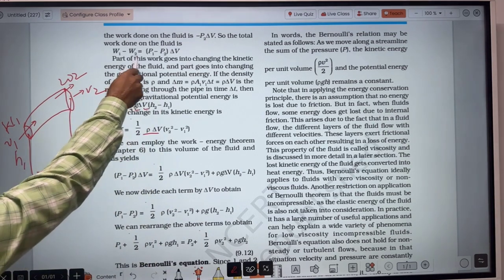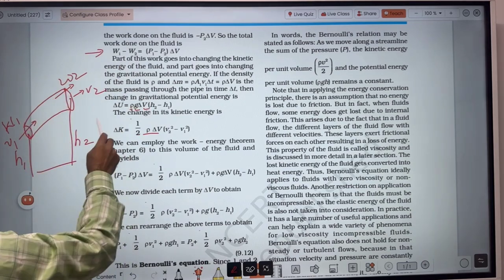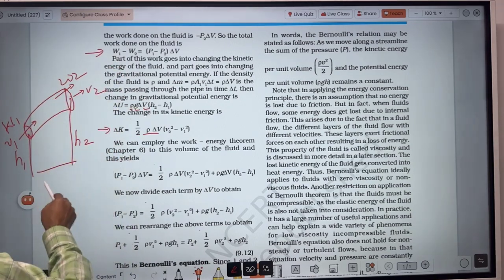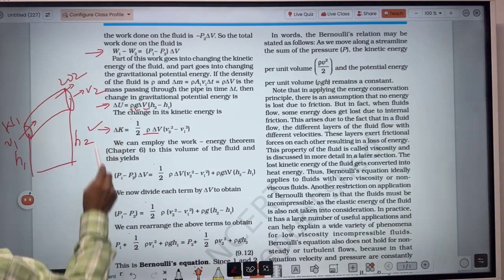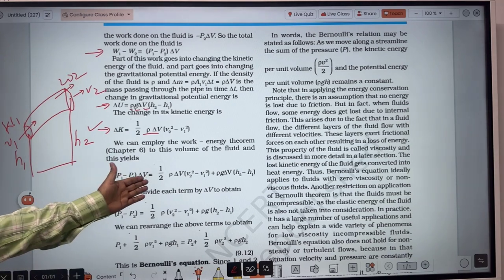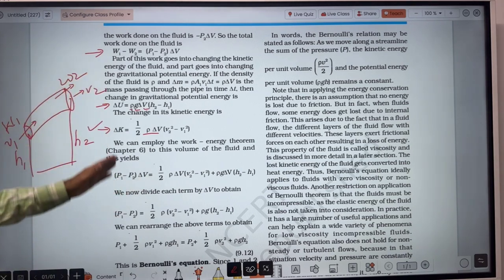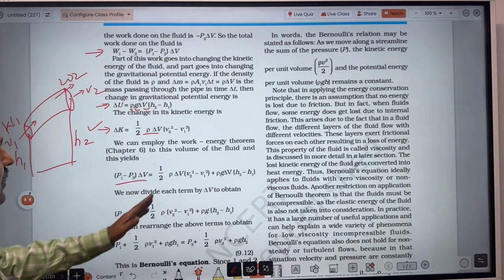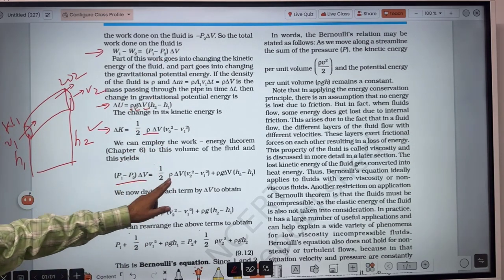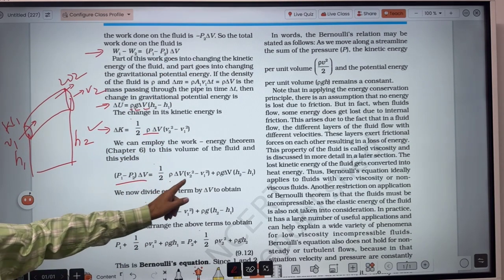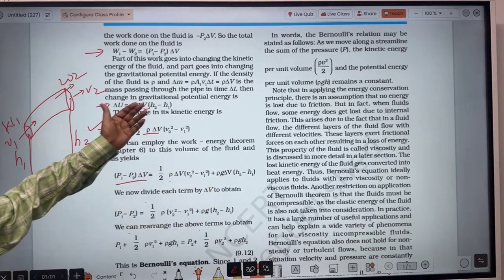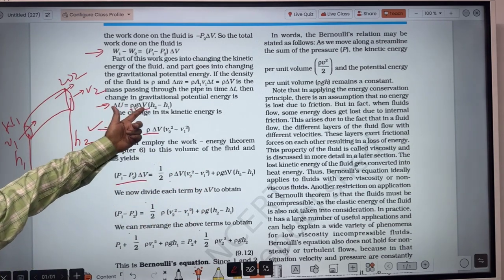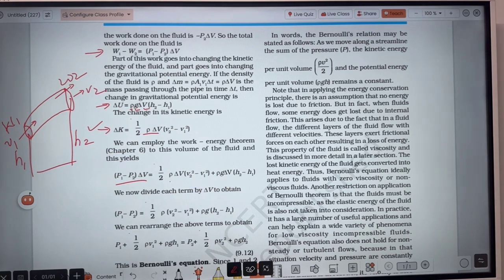Now, it's obvious this work done will cause the change in potential energy and the change in kinetic energy. So you can equate the two. If you equate, you can write (P1 minus P2) delta V equal to the change in kinetic energy, this much, 1 by 2 rho delta V (V2 square minus V1 square), and the change in potential energy, this, rho g delta V (h2 minus h1). So we write these values here.